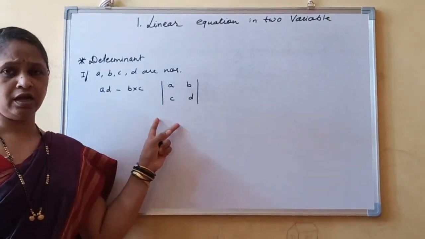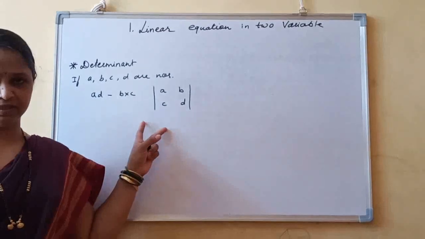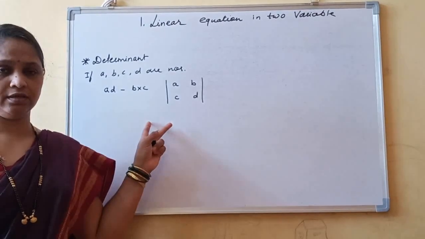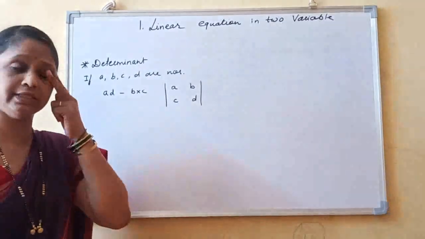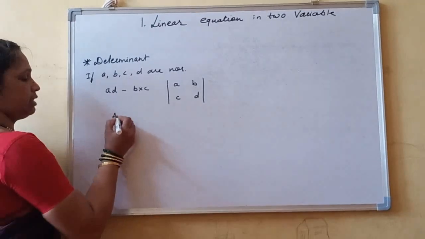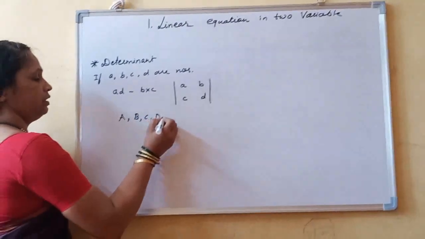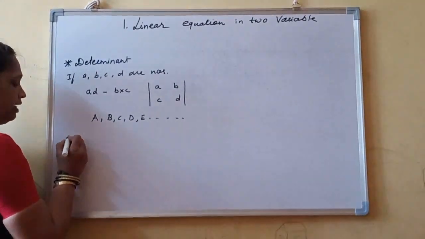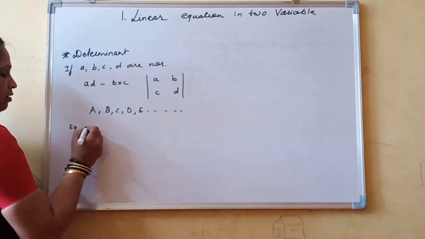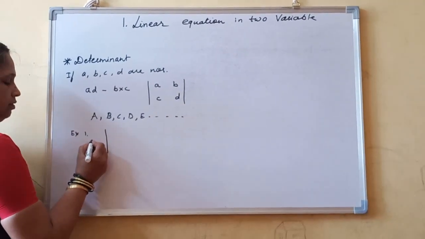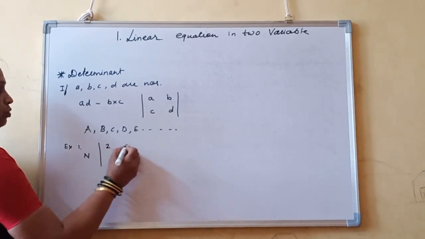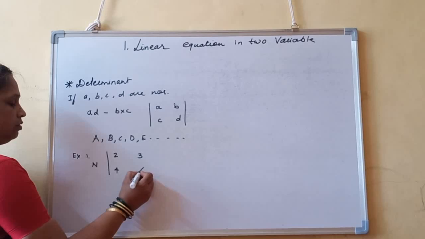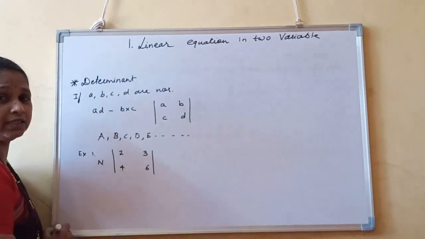Now we will learn how to simplify this determinant. We can give names to this determinant using capital letters A, B, C, D, any capital letters. Okay, so let's take one example to solve the determinant. 2, 3, 4, 6. Now how to simplify this determinant?